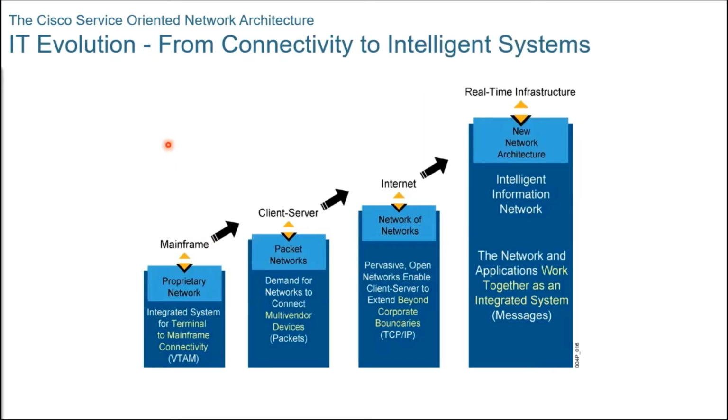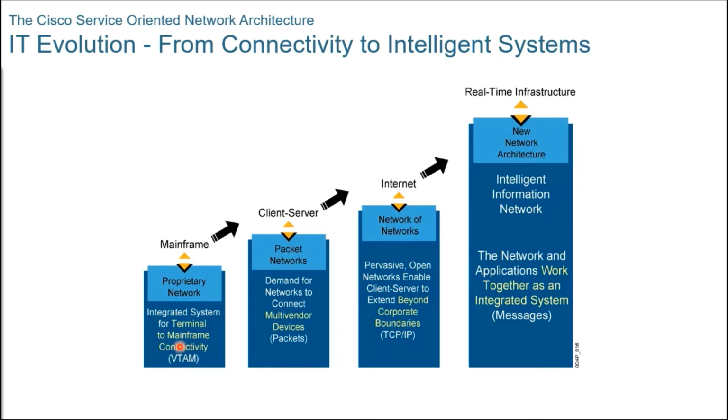IT evolution from connectivity to intelligent systems. Modern networks connect multiple resources and information assets within the organization as well as provide access to external resources. In this environment, the IT model has evolved from mainframe to client-server models to internet applications, as illustrated here in the figure. The Cisco vision of the next phase of IT evolution is a real-time infrastructure that integrates the network and the applications as one system.